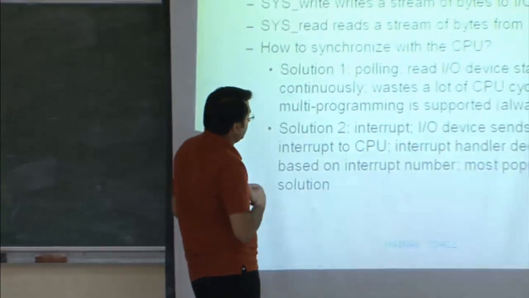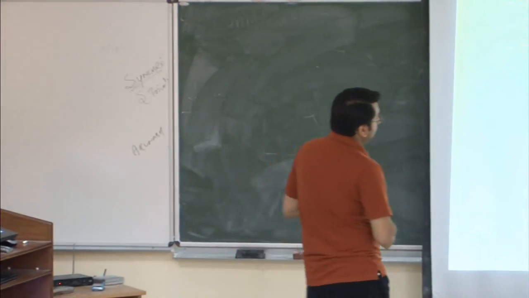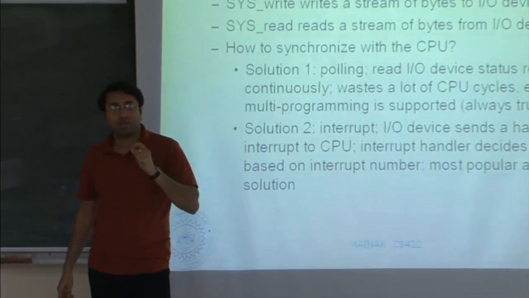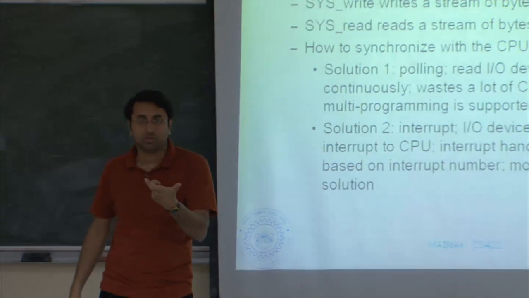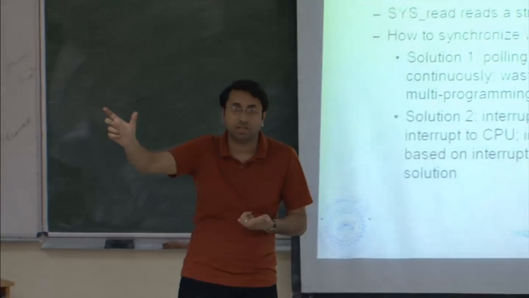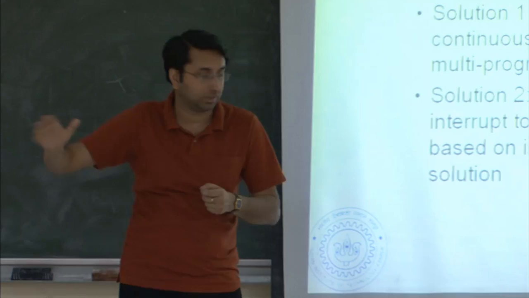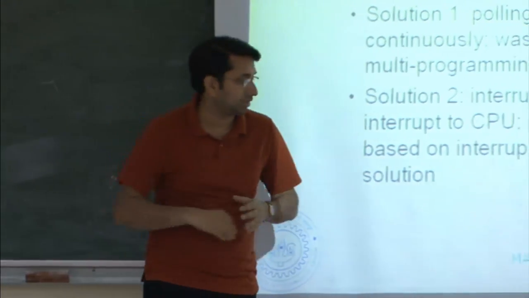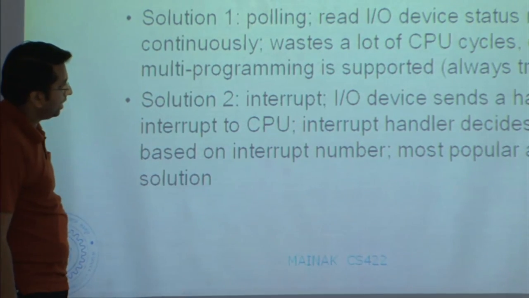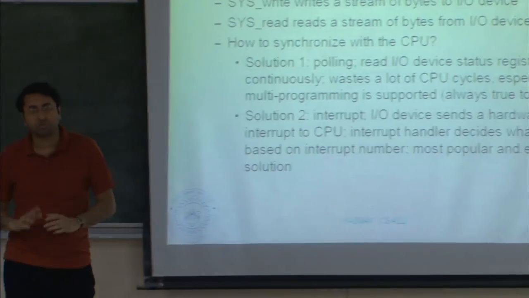The second solution is to send an interrupt. The IO device sends a hardware interrupt to the CPU. What really happens in this case is that whenever the interrupt arrives, the program counter will change to a constant value, where the first few instructions of the interrupt handler have to be written. From there, you can jump to your chosen subroutine, which actually does certain things. That's normally called an interrupt service routine, or ISR. The interrupt handler decides what to do based on the interrupt number. This is the most popular, efficient solution and is normally used with all IO devices. Polling is almost never used.